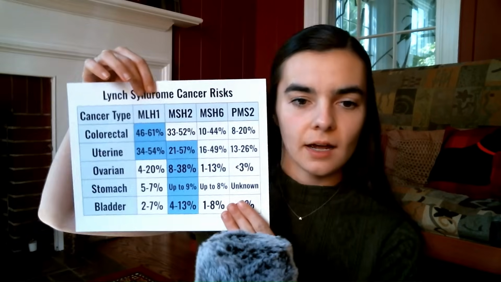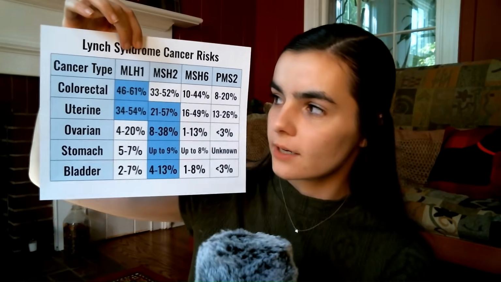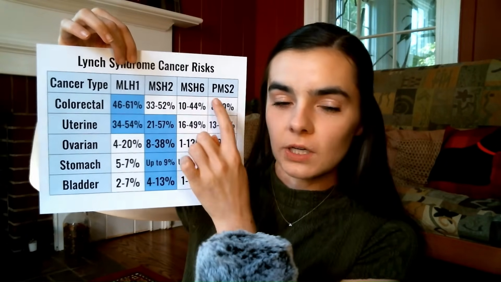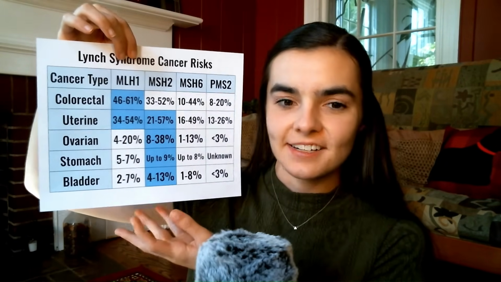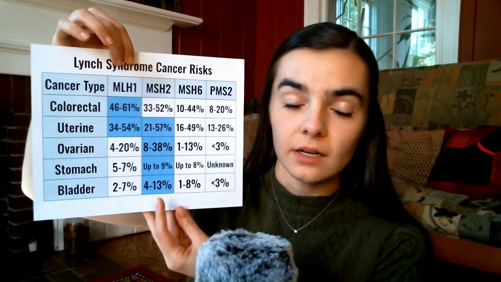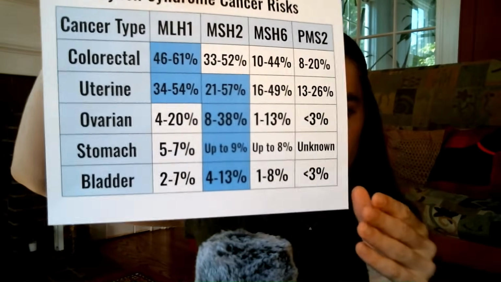We're going to move on now to talking about some other cancer risks with something called Lynch Syndrome. Lynch Syndrome is an umbrella condition, and there are 4, or actually 5, different genes that, if mutated, cause Lynch Syndrome.